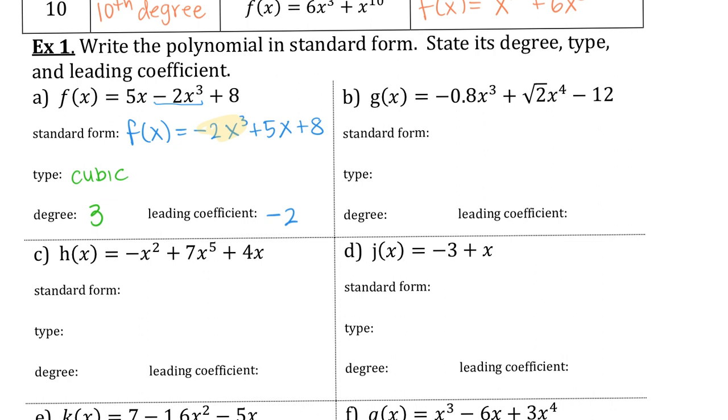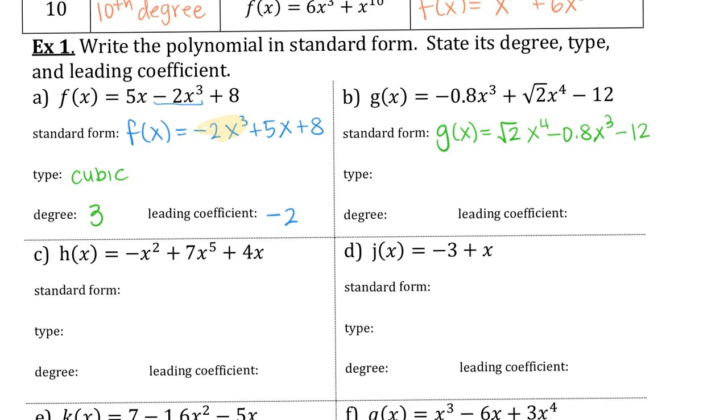First, put it in standard form. So let's see, g of x. What's the highest exponent here? x to the 4th. Root 2, x to the 4th. Is there an x cubed? There's a 3. Is there an x squared? No. x? No. Go down to 12.